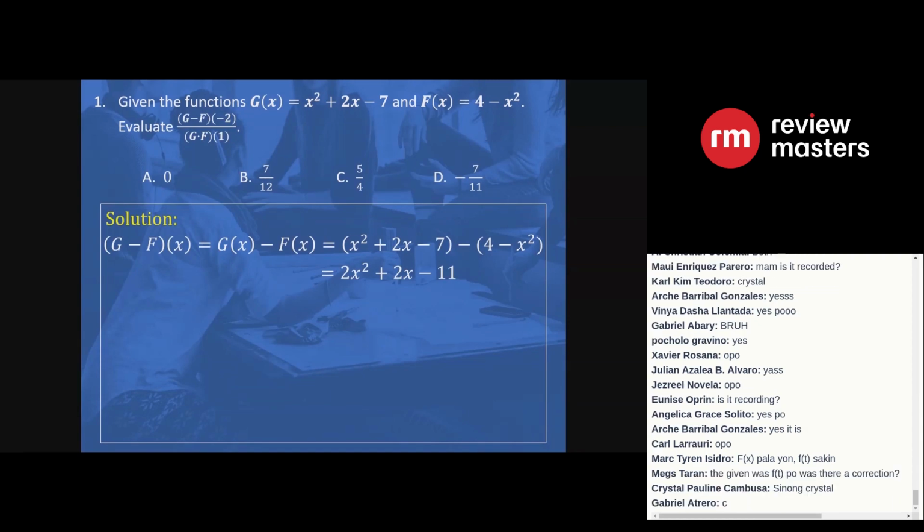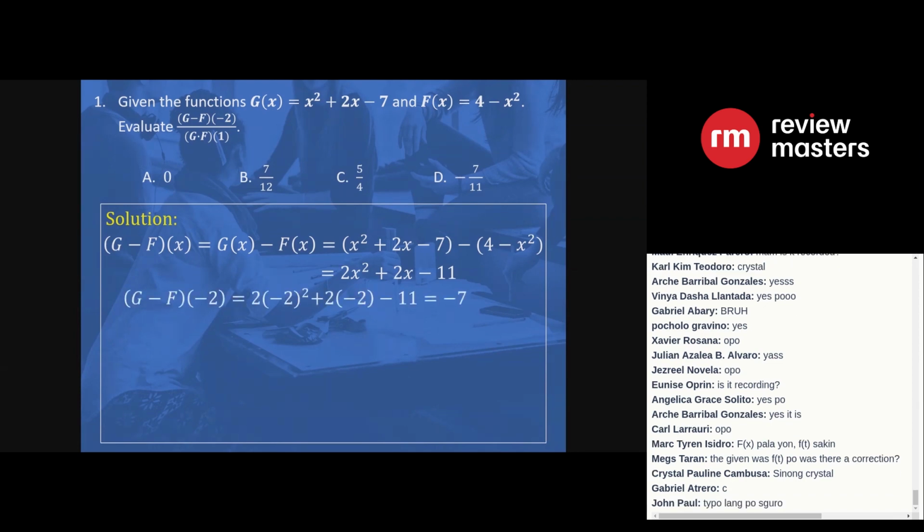Okay. Since we have the simplified expression here, we'll use 2x squared plus 2x minus 11 as the definition for g minus f of x. Then after that, we'll evaluate the corresponding difference at negative 2. And you just substitute negative 2 to x here in the expression. And so you will get negative 7.